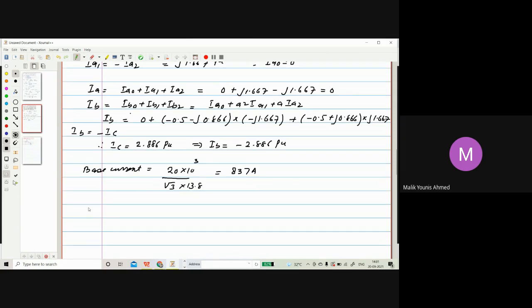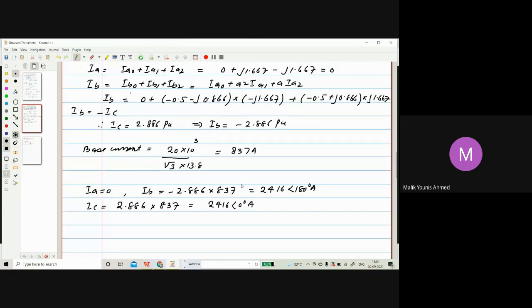So IA was equal to 0, that we know, fault had occurred in B and C. IB in actual will be minus 2.886 per unit value multiplied by the actual value, 837. That is equal to 2416 at an angle of 180 degrees. And the IC value will be 2.886 multiplied by 837. That is equal to 2416 at an angle of 0 degrees.